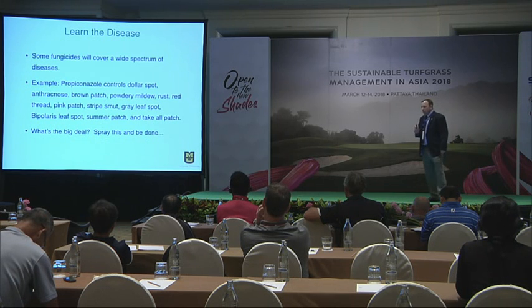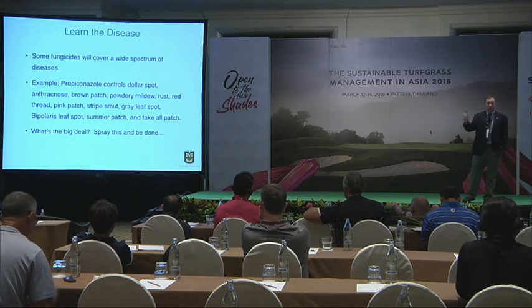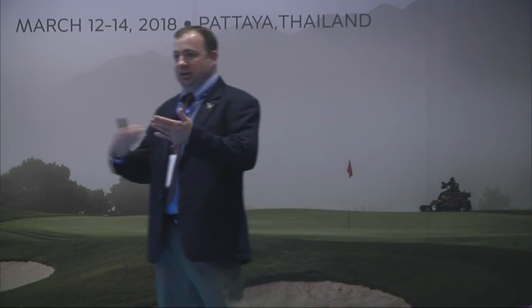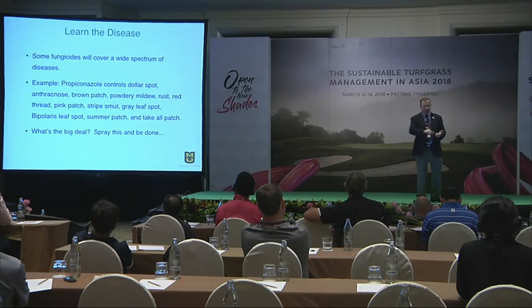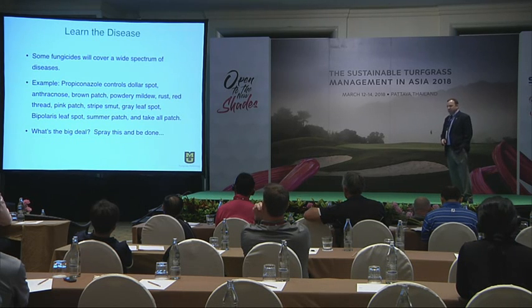So the major thing when you're using fungicides and you're going to make this investment and spend the money is make sure that you know the disease that you're trying to control. Some of these fungicides, particularly some of these systemics, you'll look at the label and you're like, wow, that's everything. I don't even need to think about this because I've got dollar spot, anthracnose, all these diseases. So what's the big deal? Spray this and be done.